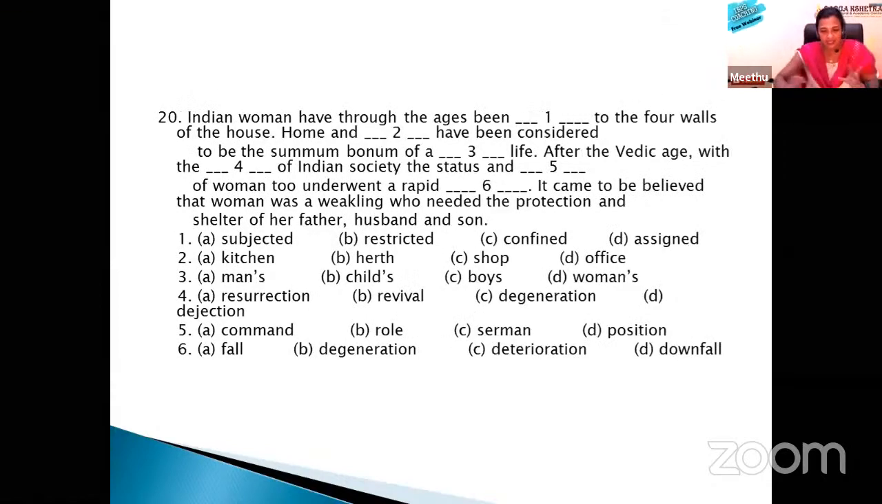You'll understand it since it is a large part. You need to take time and understand the question. Just go for this one. Indian women have through the ages been dash to the four walls of the house. Home and dash have been considered to be someone born of a dash life. After the Vedic age, with dash of Indian society, the status and dash of women underwent a rapid dash. It came to be believed that a woman was a weakling who needed the protection and shelter of a father, husband, and son.